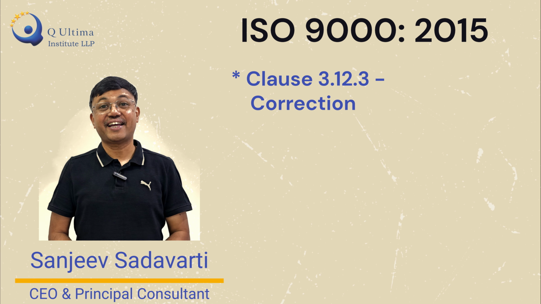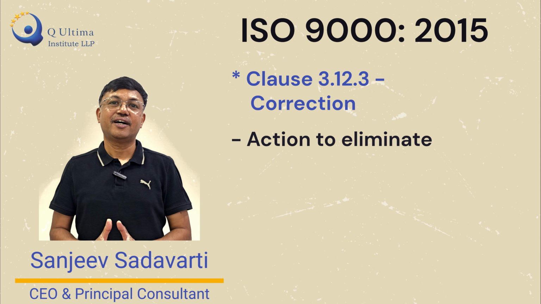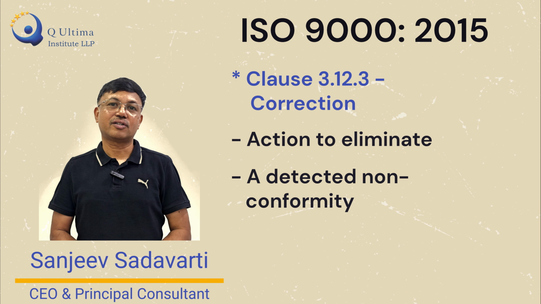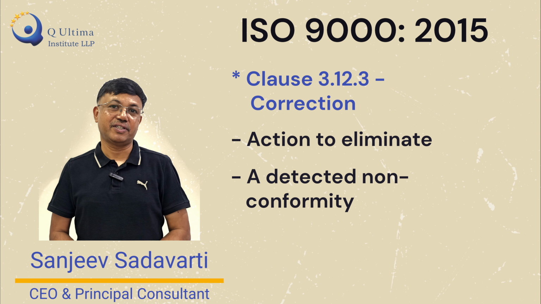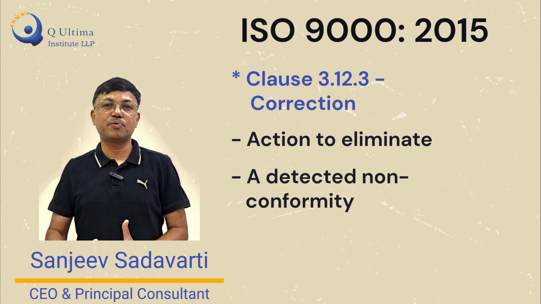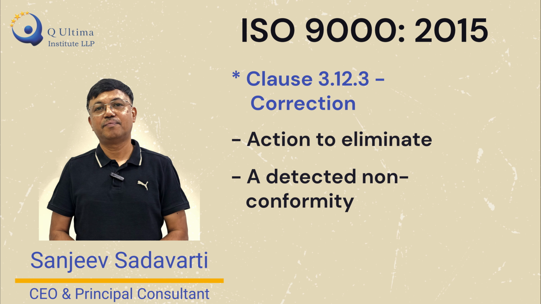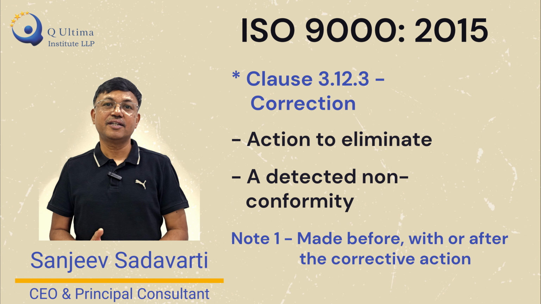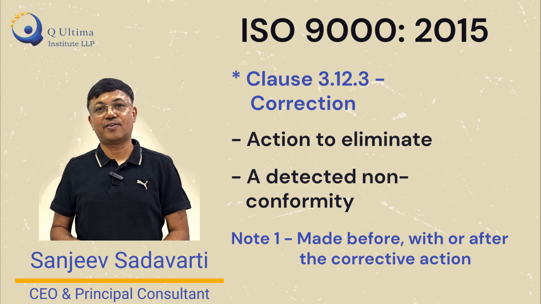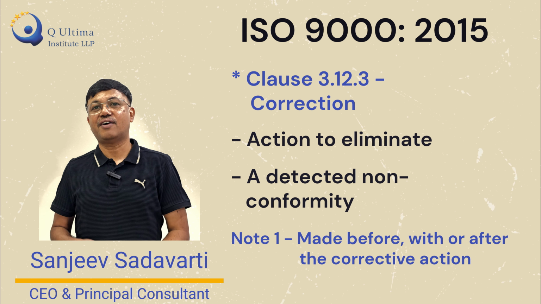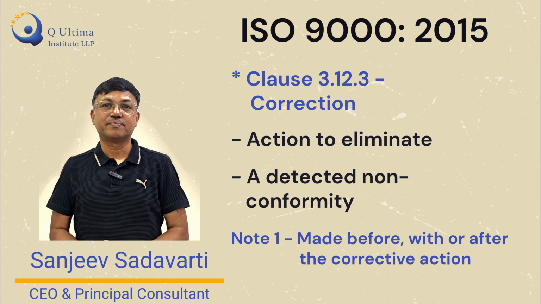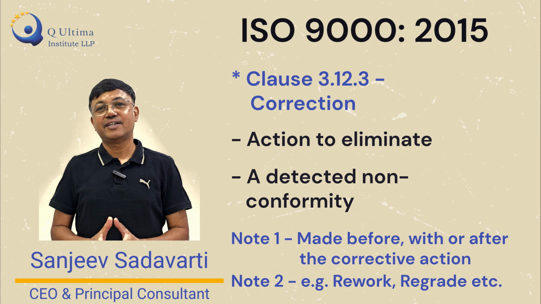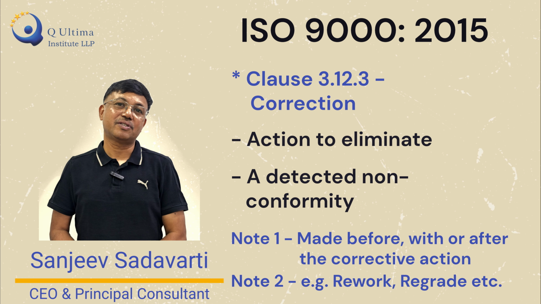On the other hand, correction is an action to eliminate a non-conformity. Here we are not talking about recurrence or occurrence prevention, and therefore it is just disposal of a problem. The clarifying notes also say that you can do correction before corrective action, or along with the corrective action, or after the corrective action. Some examples given are that rework and regrade are examples of correction.